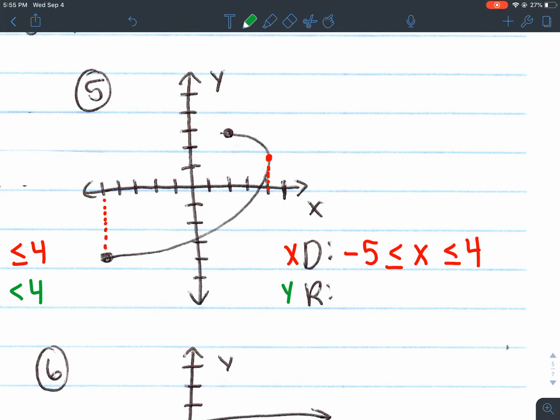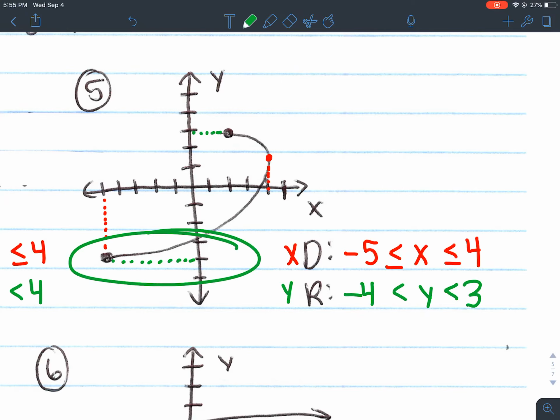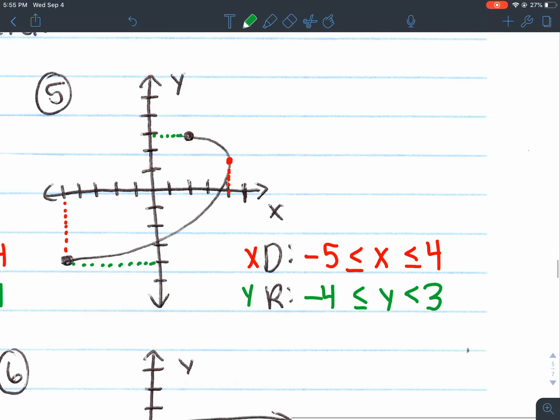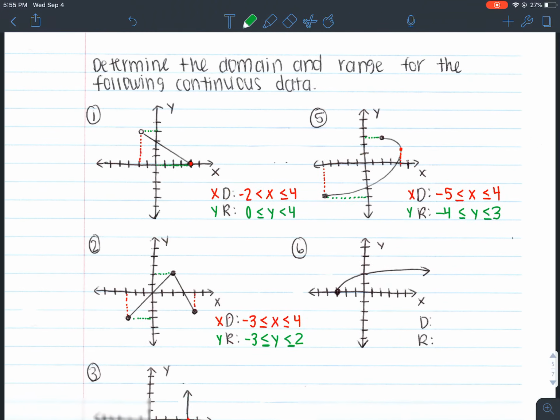Ranges are y values, so we're going to start at the very bottom. The very first y value I encounter from the bottom is at -4. And then if I go all the way to the top, the highest y value is 3. My y values are in between those. At y equals -4, I have a closed circle, so I have an equal to. At y equals 3, I have a closed circle, so that's also equal to.